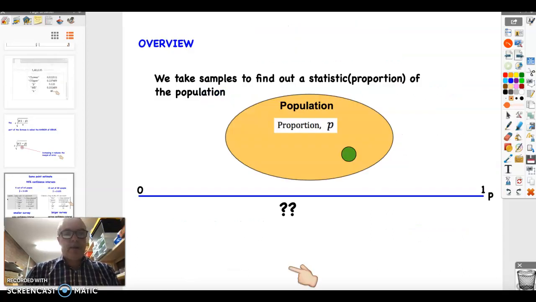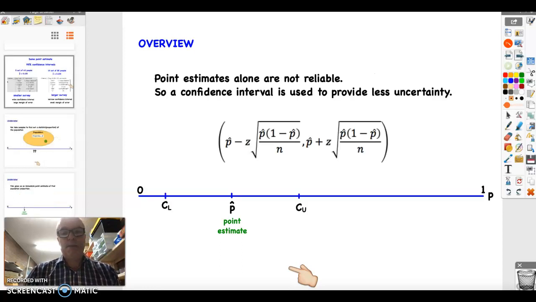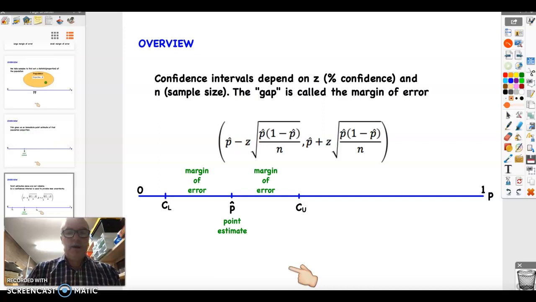So, a quick overview. We take samples because we want to find out a statistic, a proportion of the population. This immediately gives us a point estimate of that proportion of that population. Point estimates are not reliable, and so we can use a confidence interval to provide less uncertainty, and so we have a lower limit and an upper limit for that confidence interval. Between the point estimate and the limits of the confidence interval, we've got the margin of error. So the margin of error is either side of that point estimate.